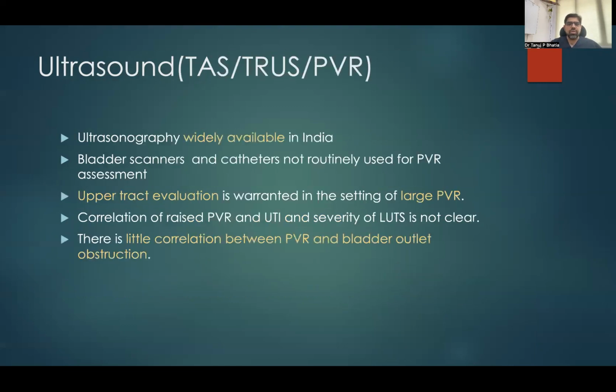Coming to ultrasound, this can be in the form of transabdominal ultrasound, transrectal ultrasound, or a post-void residue assessment. Ultrasonography is widely available in India, although bladder scanners and catheters are not routinely used for PVR assessment. Upper tract evaluation is warranted when there is a large PVR, correlation of raised PVR and UTI, and when severity of LUTS is not clear with ultrasound. There is little correlation between PVR and bladder outlet obstruction.